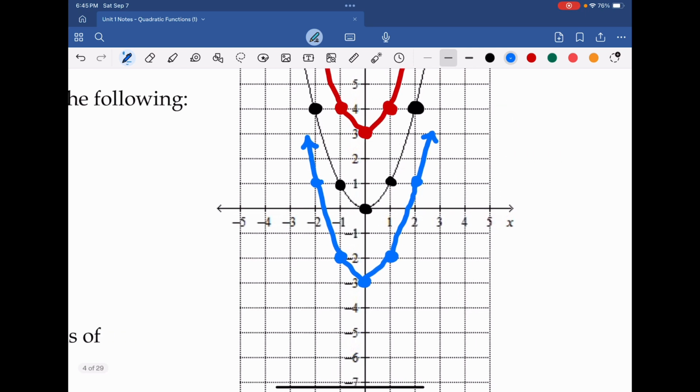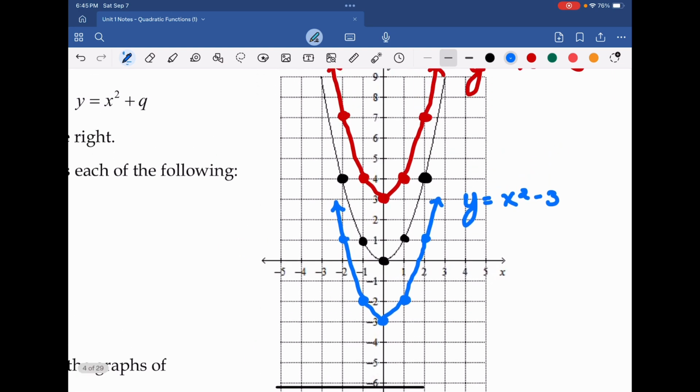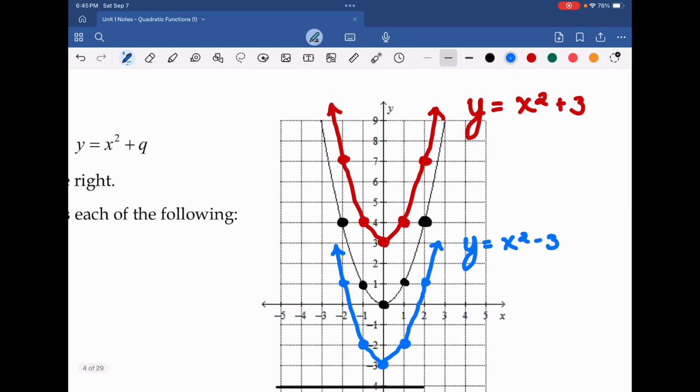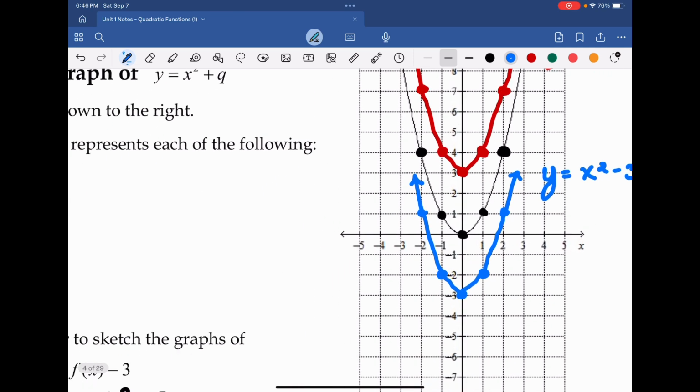And then again, for clarity, let's label it. We're going to write this as y is equal to x squared minus 3, or the original function minus 3 units. Now, we can clearly see that a specific pattern happened when we added a q value or when we subtract a q value. Whatever that value is, whether it's adding or subtracting, what this does is shift the graph up or shift the graph down. That's the effect of this q value here.